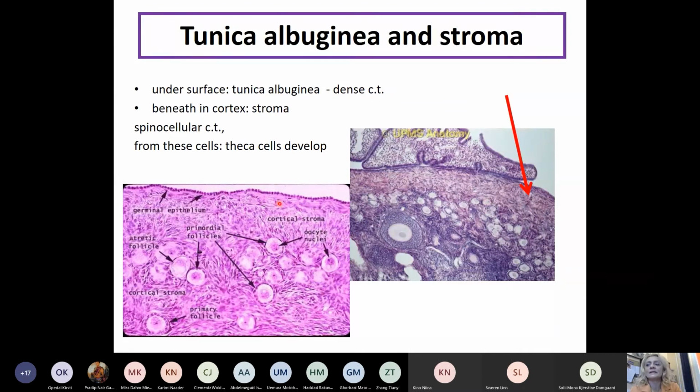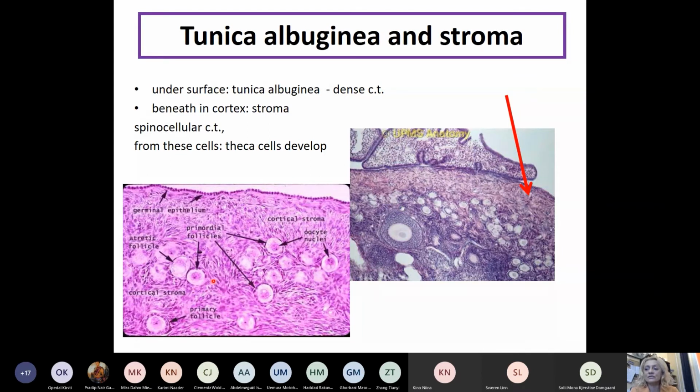And when you do the testis later, the male genital organ, then you will see a real, very thick, macroscopically really white connective tissue. That's why it's called tunica albuginea. In the ovary, it's much thinner, but it has the name tunica albuginea. And then comes the stroma, where we have all these follicles embedded here.